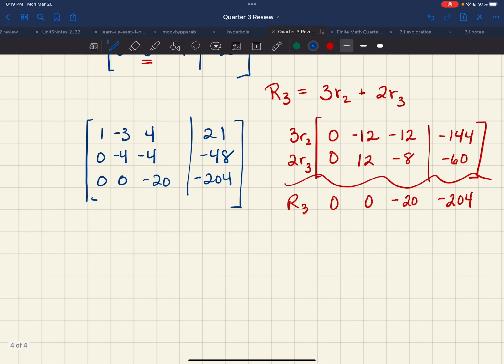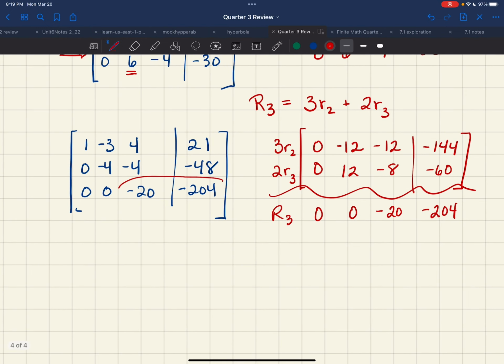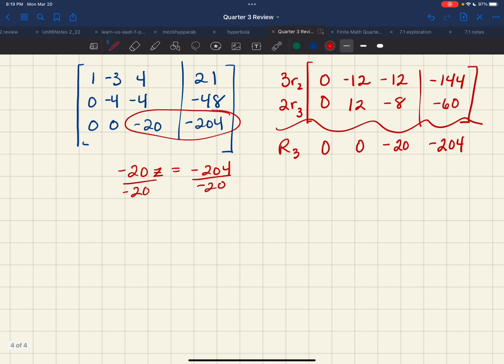All right, so I'm going to go ahead and do the math looking at this first grouping. So negative 20z is equal to negative 204. So if I divide both sides by negative 20, okay, I end up with z is, that's going to go in 10 times plus 4 over 20, which is 1/5.